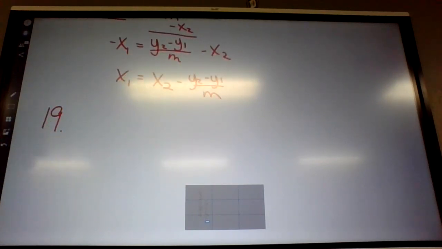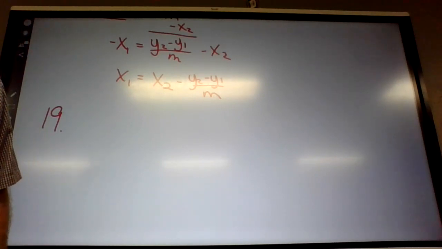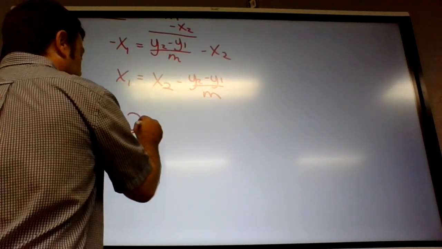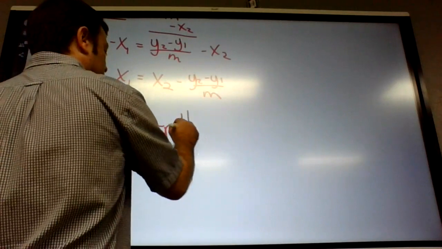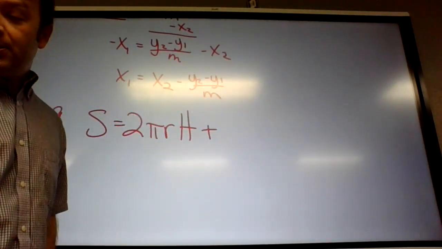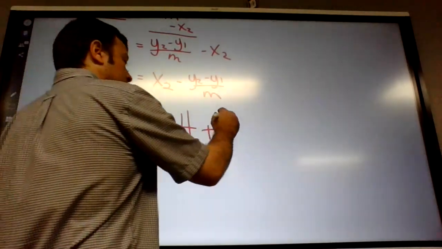Okay, 19, 18, 20, they're not as hard as that one. All right, 19, back to the normal stuff. S equals 2 pi r h. You guys will see this one next year. This is the surface area for a cylinder.